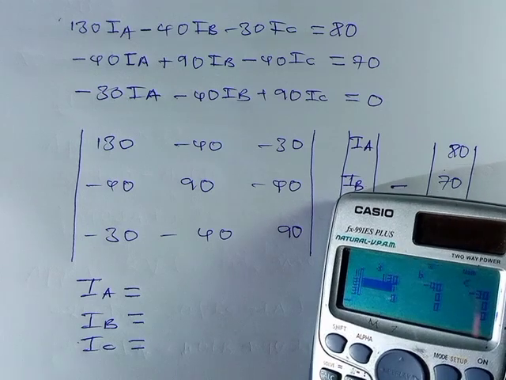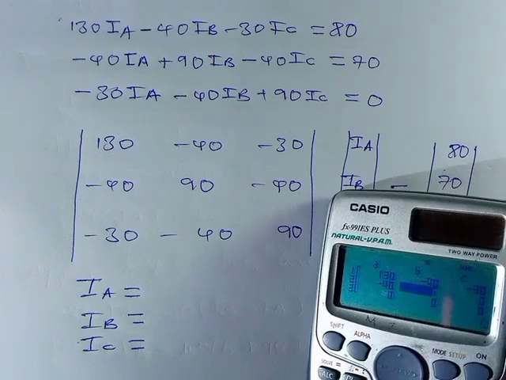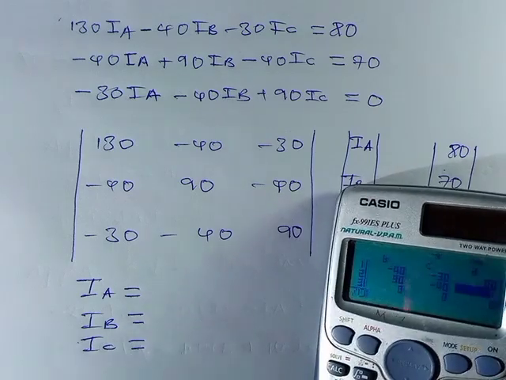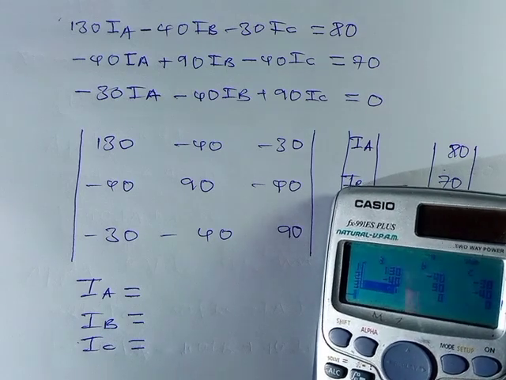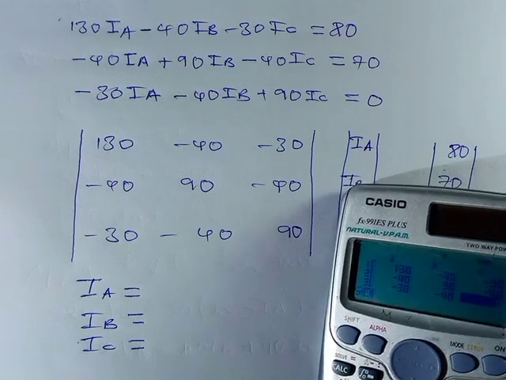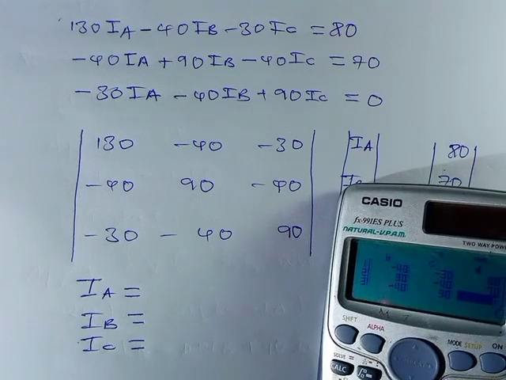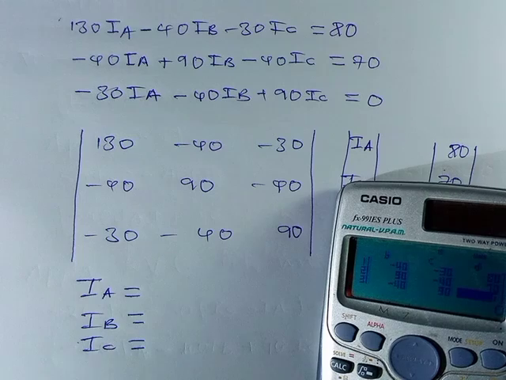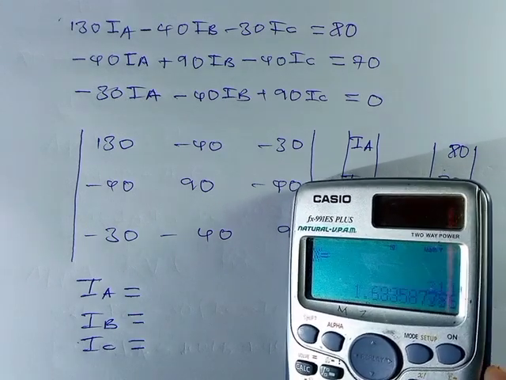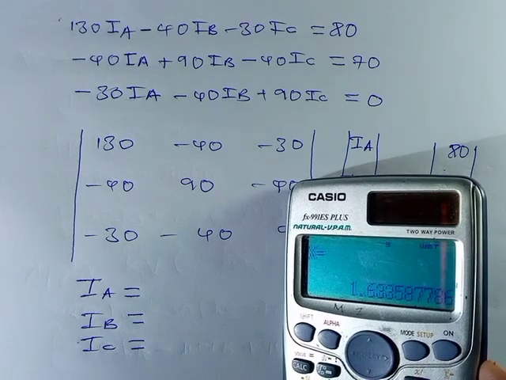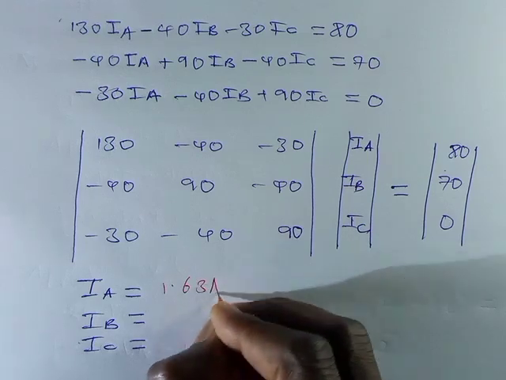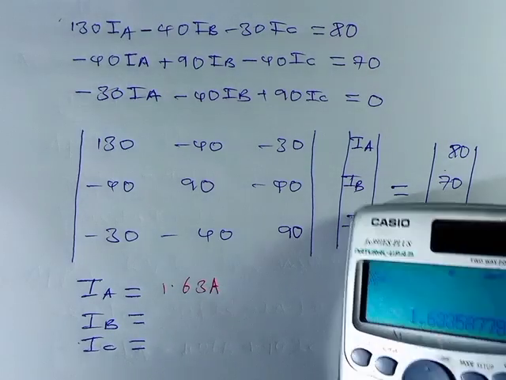You enter the second row. Negative 40, 90, negative 40, you enter your 70, you drop, you enter your negative 30, you enter your negative 40, you enter your 90, and we enter your 0, which is at the end. If you enter this, then what you're supposed to do is just say equal to. So I'm getting the first current as 1.63 amps. That's our first current.